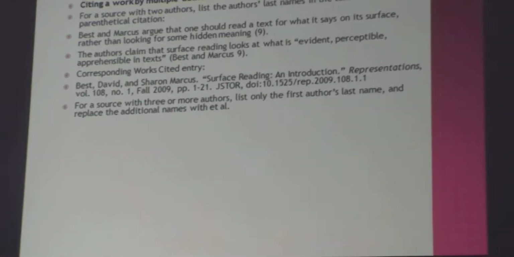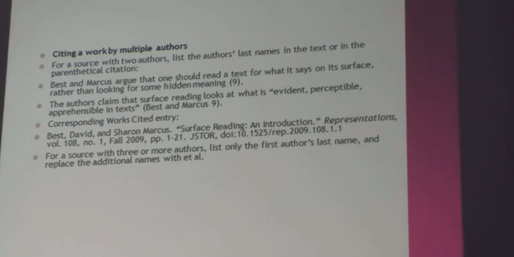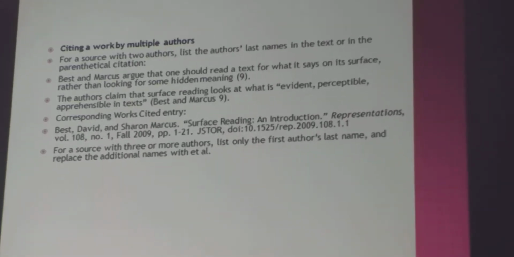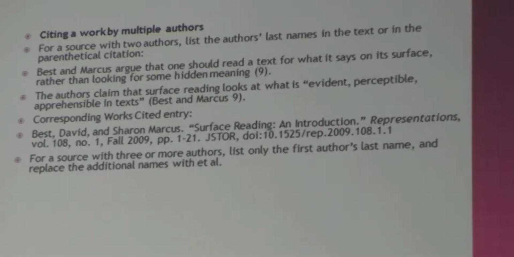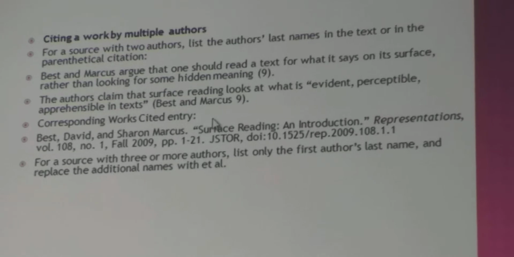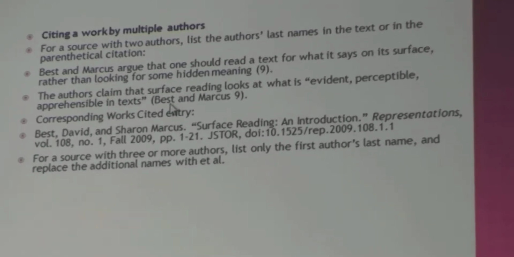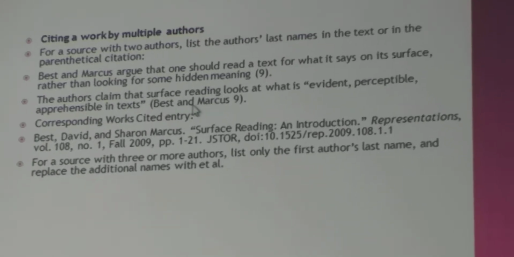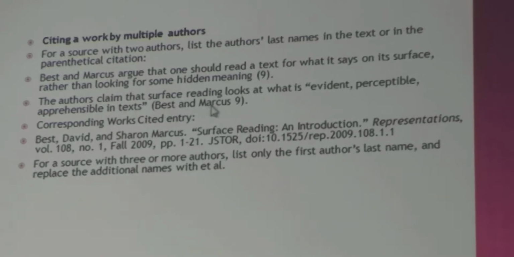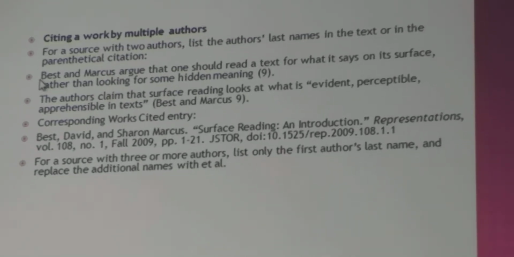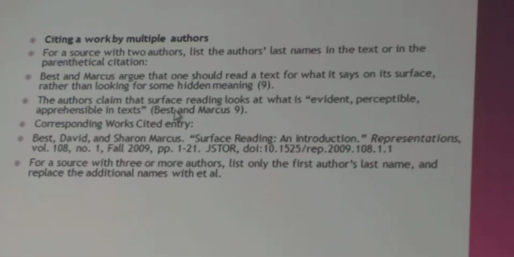Citing work by multiple authors. So it is easy to cite, whether you are citing parenthetically or using narrative citation. So in MLA, there is no ampersand, that symbol of ampersand, and here I know that you know what is meant by ampersand. In MLA, there is no ampersand, we use the connector and in both, whether you are citing narratively or parenthetically. Okay.